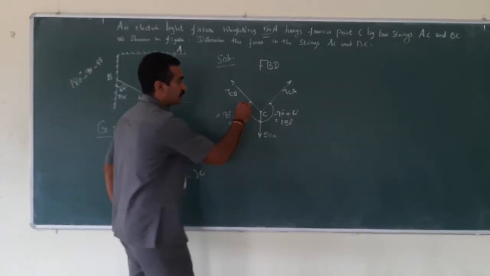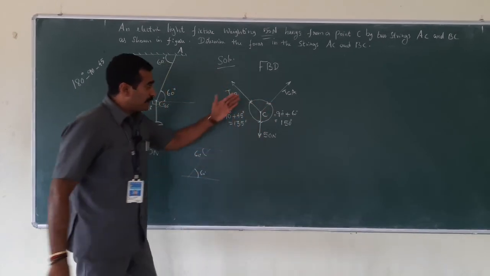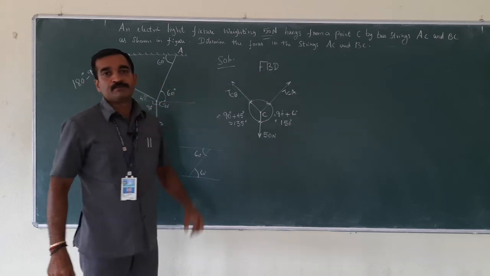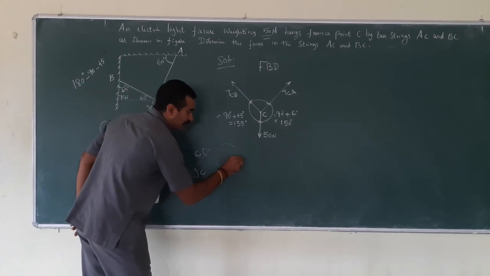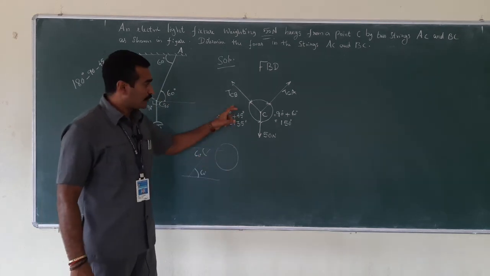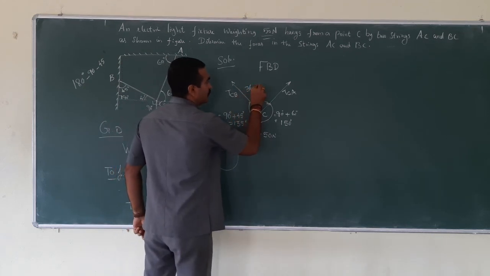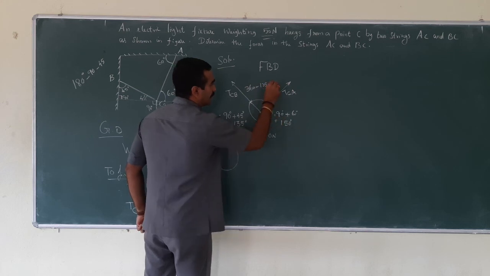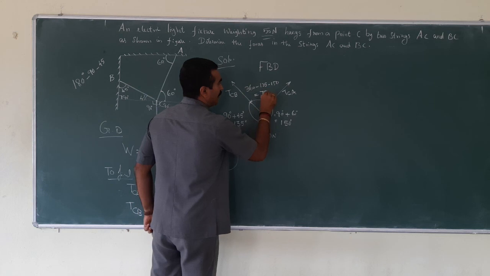Correct? Then what about this? You can easily find out this angle. For a full circle, what is the angle? It is 360, right? We know the other two. So it is easy: 360 minus this one, 135, minus the other angle, 150, which is equal to 75 degrees.